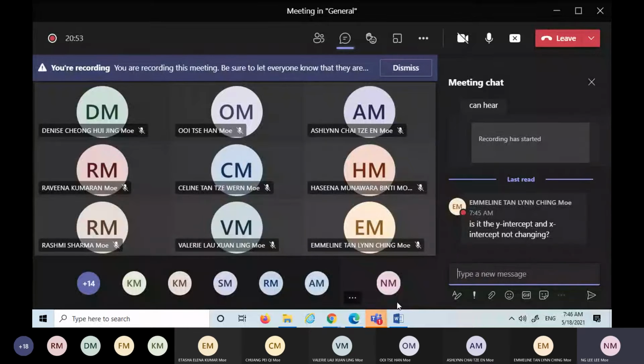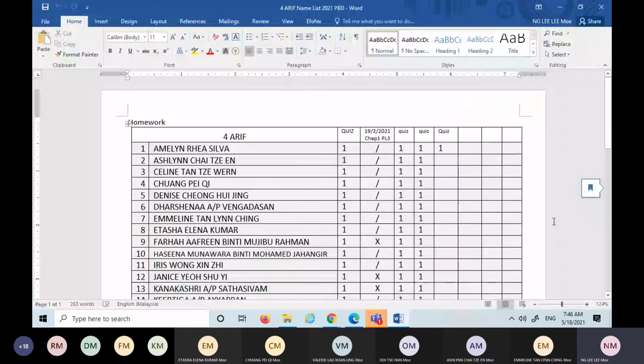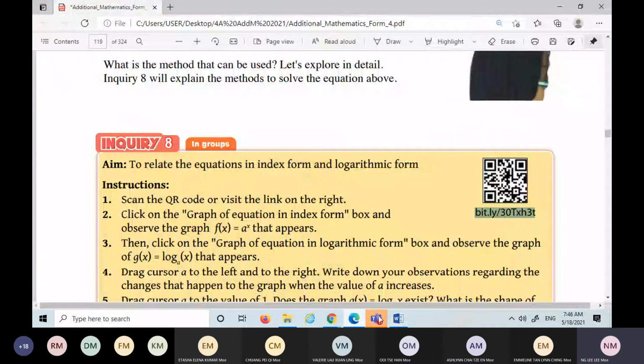But from the graph, can you tell me for the red one, what is the coordinate of the y-intercept, and what is the coordinate of the x-intercept for the blue one? Anyone? Okay, Emily is quite near already.